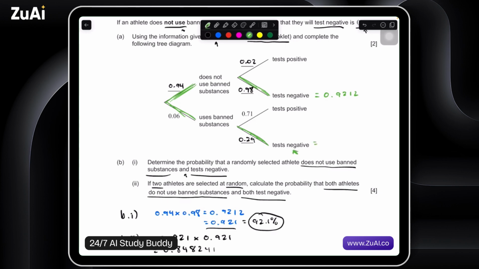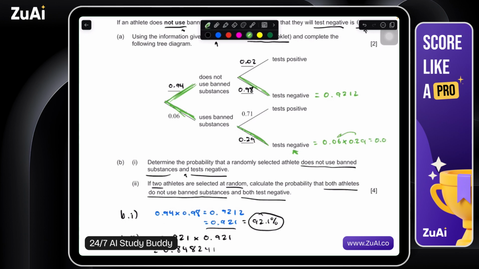And that happens for, well, the 6% that use banned substances, 29% of those are caught. So we take 0.06 and we multiply by 0.29. And I'm going to work that on the calculator that I have beside me again. 0.06 times 0.29. So 29% of these 6%, and that would give us 0.0174. So roughly 1.74% of the population, I guess.